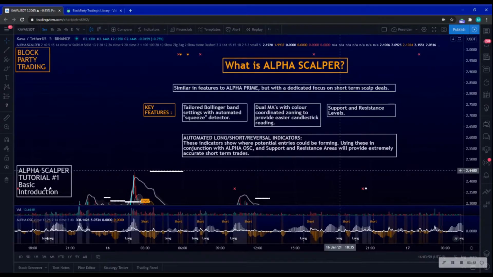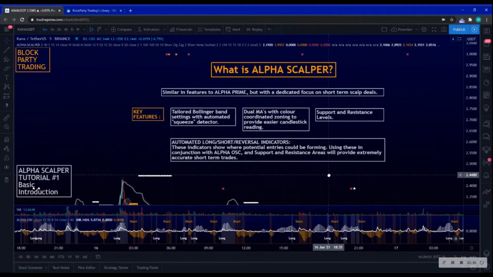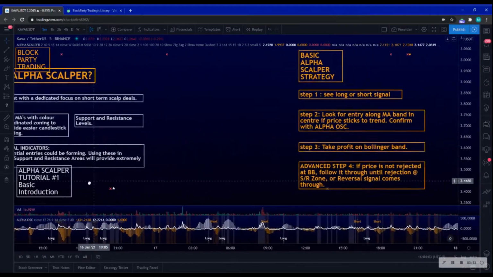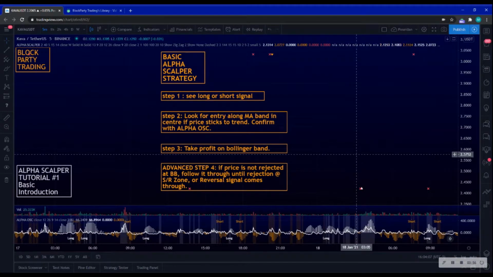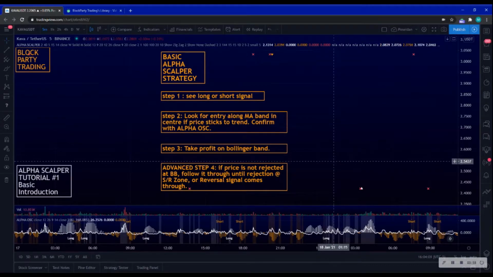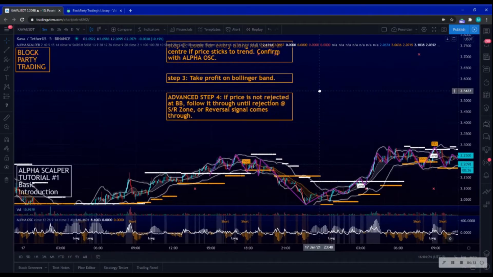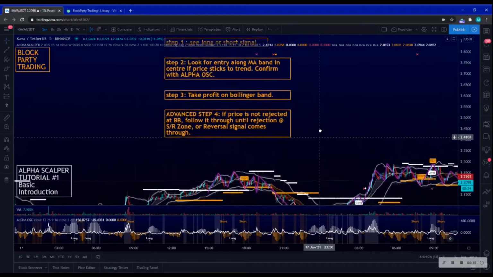Just testing her out. So how do we actually use this thing? Well, let's look. So a very basic Alpha Scalper strategy. Step 1, we see the long or the short signal. We're going to ignore the reverse signal at the moment, although the reverse signal can be a very effective entry point as well. We're just going to focus on long and short for this one.